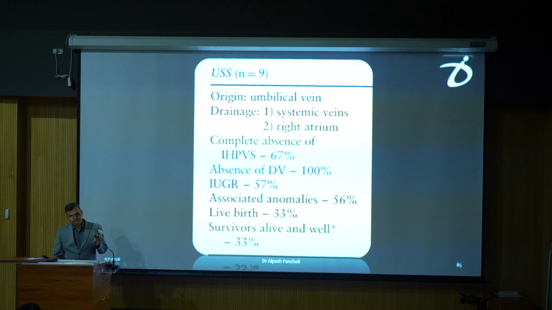So type 1 umbilicosystemic shunt, the origin is umbilical vein. It can drain into the right atrium directly or systemic veins. There is complete absence of the intrahepatic portal venous system in about 70% of the cases. Absence of DV is in about 100% of the cases. These patients later on develop IUGR, and there are higher chances of associated anomalies. Live birth happens only in 1/3 of the cases, and survival and alive well also in 1/3 of the cases. These cases tend to develop hydrops earlier, so follow-up is required.